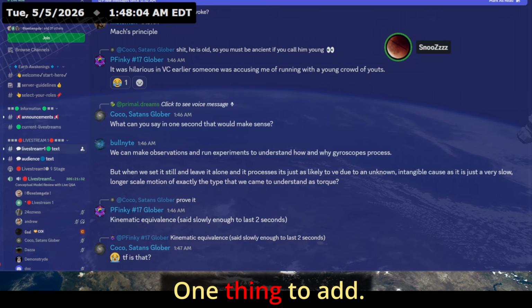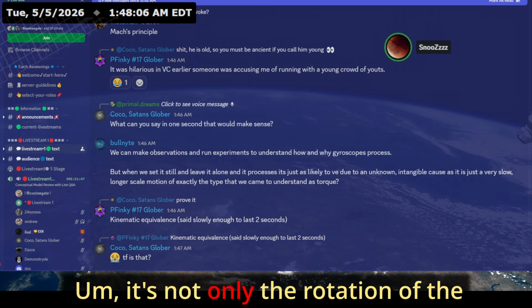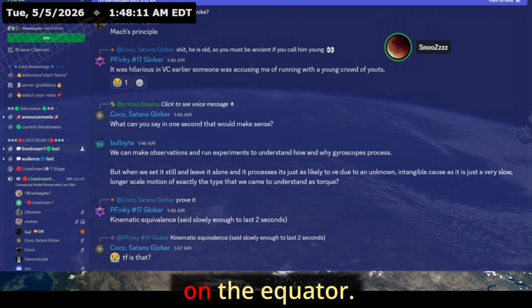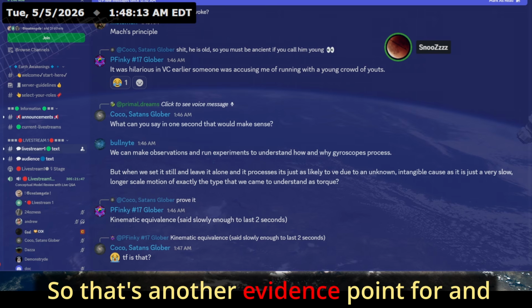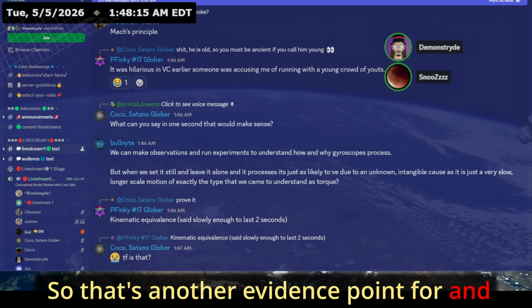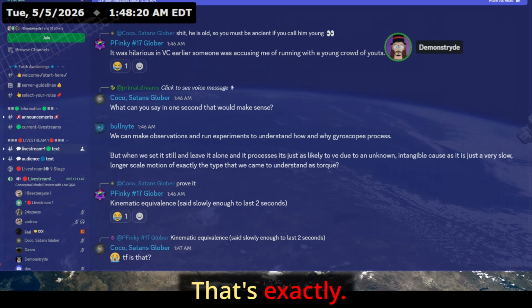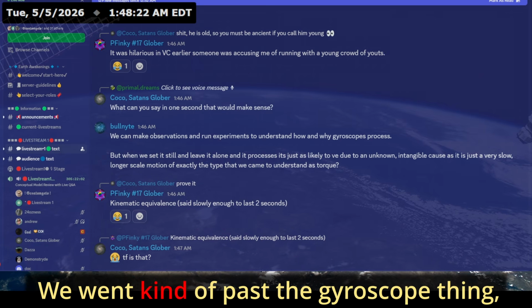I agree. Maybe one thing to add: it's not only the rotation of the Earth, you can also measure the weight difference on the equator. So that's another evidence point for the Earth. I was going to bring that up earlier. And having a centrifugal force on the equator. That's exactly it. I was going to bring that up a while ago, and we went past the gyroscope thing.